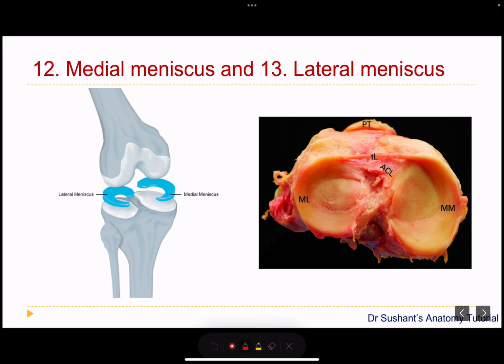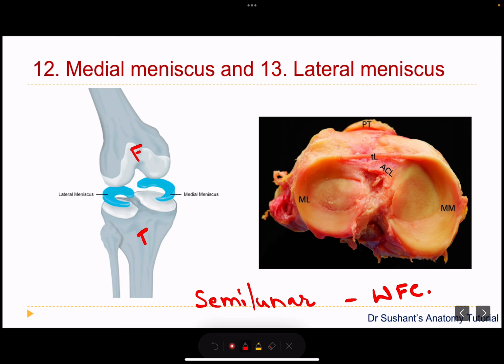Now, the medial meniscus and the lateral meniscus. These menisci are also known as the semilunar cartilages, and they are white fibrocartilages. These menisci occupy the position between the femoral and the tibial condyles. So the interval between the femoral condyles and tibial condyles is occupied by the medial and the lateral menisci. They divide the cavity of the knee into meniscofemoral and meniscotibial compartments.